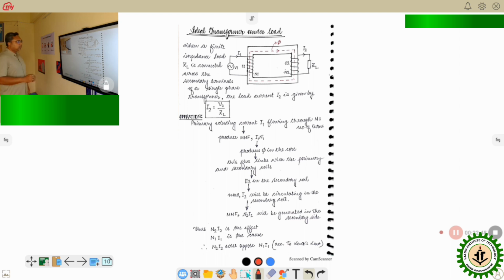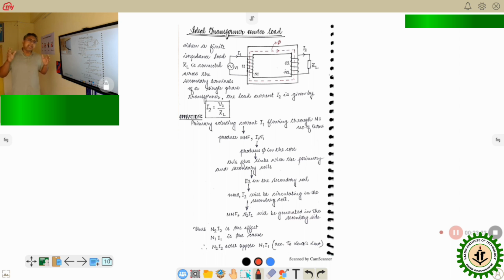Now, in today's class we will start with the ideal transformer under load. Last class we did the ideal transformer under no load. Now we will do it under load. Under load means the load is connected. When a finite impedance load ZL is connected across the secondary side, I2 current is flowing in the secondary side. This difference you have to note.